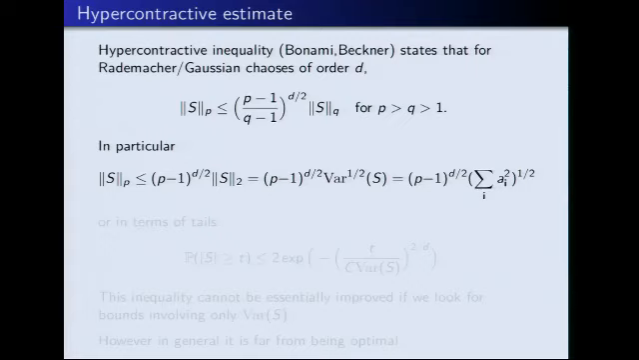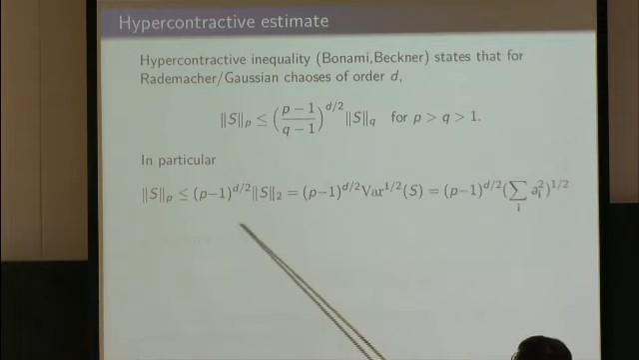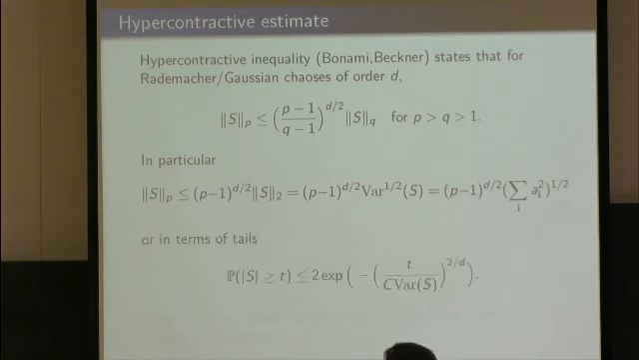If we plug in, for example, q equal 2 to have just the square root of the variance, it doesn't matter if Gaussian or Rademacher because they are of variance 1. So it means that the p-th moment grows like p to the d half times the square root of the variance, without any assumption on the coefficients. The square root of the variance is just the sum of coefficients squared to the power 1/2. In terms of tails, if you are looking at the probability that S is bigger than t, one may easily reverse this function, so this is why we have t over the standard deviation of S to the power 2 over d. This works both for Rademacher and for Gaussian chaoses.